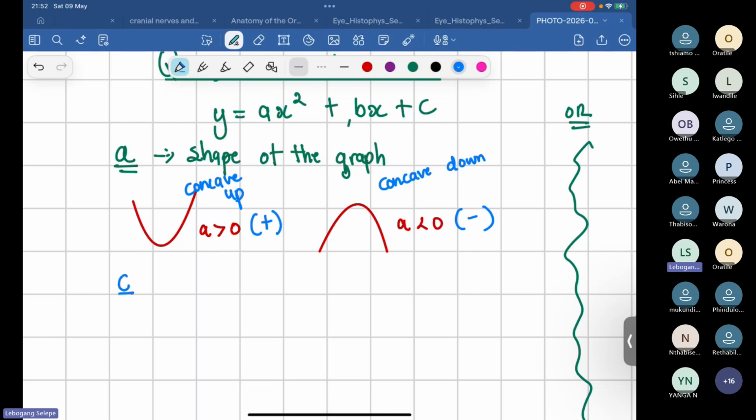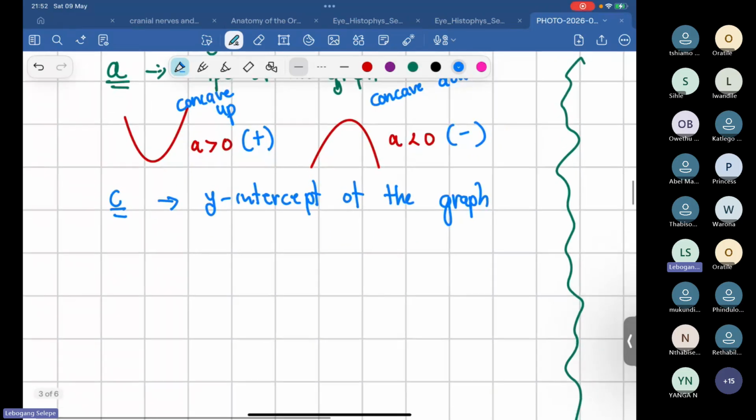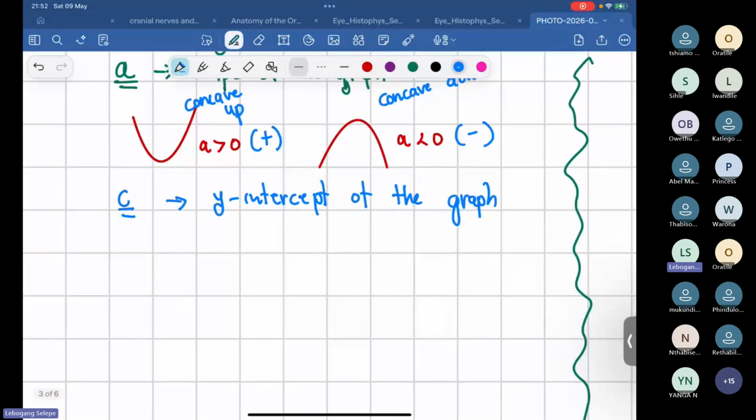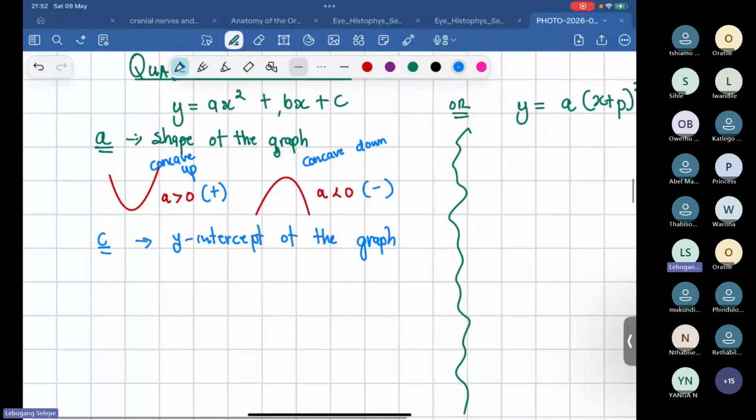But then c, which is very important, tells us the y-intercept. So c tells us the y-intercept of the graph. It tells us where the graph cuts the y-axis. That's what c tells us. And if you understand that, that's the first part.